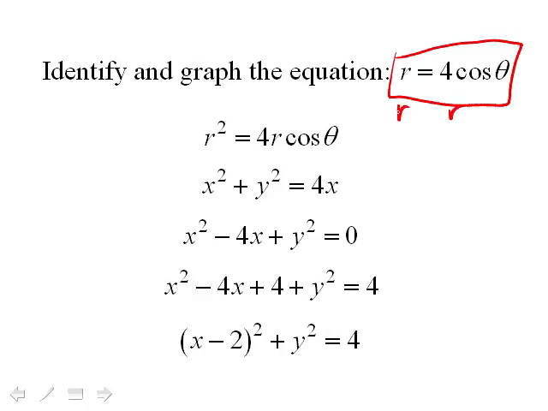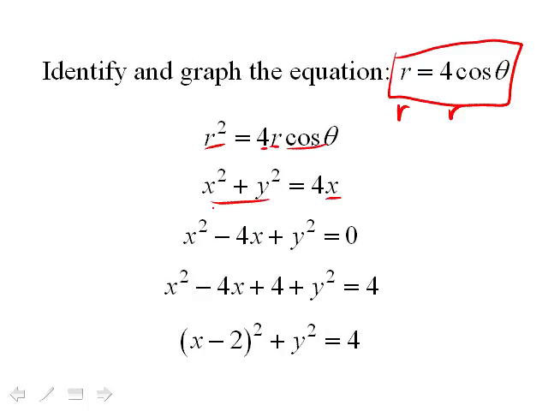So r times r on the left is r squared, and r times 4 cosine theta is 4r cosine theta on the right. Then r squared is x squared plus y squared, and 4 cosine theta times r is 4 times r cosine theta. And remember the translation that r cosine theta is simply the Cartesian coordinate x. So by multiplying both sides by r, we get an especially nice Cartesian equation. X squared plus y squared equals 4x.